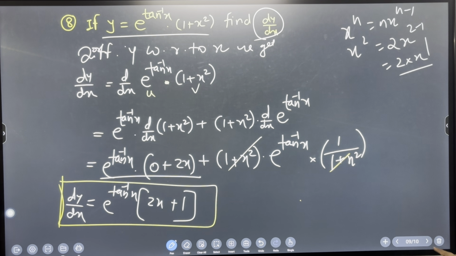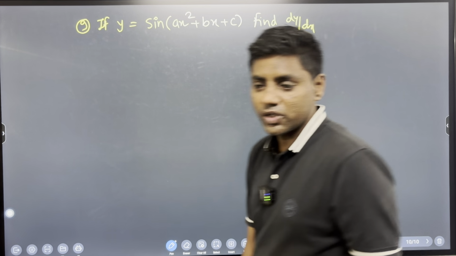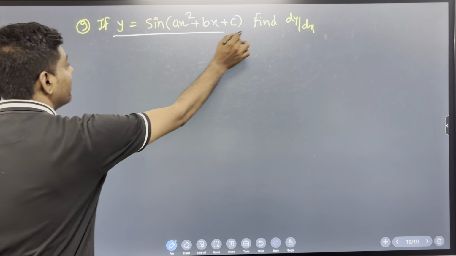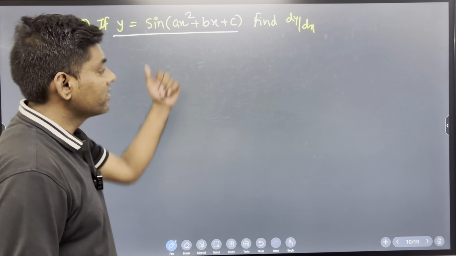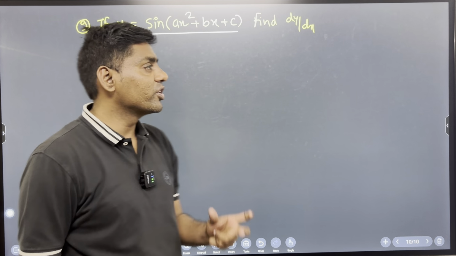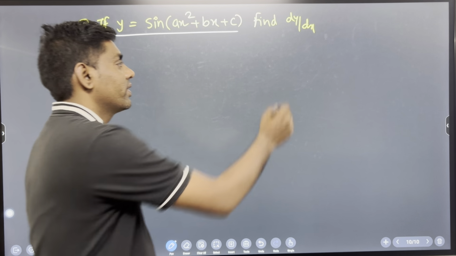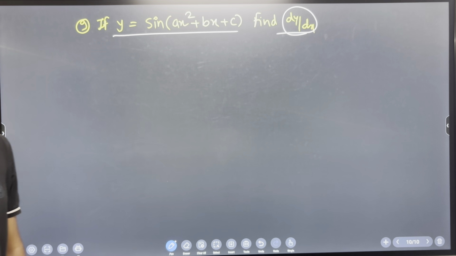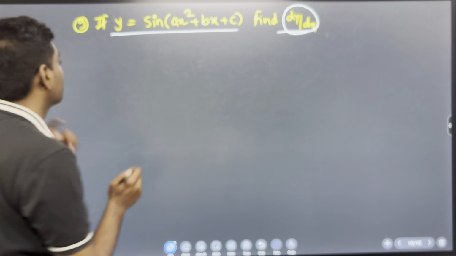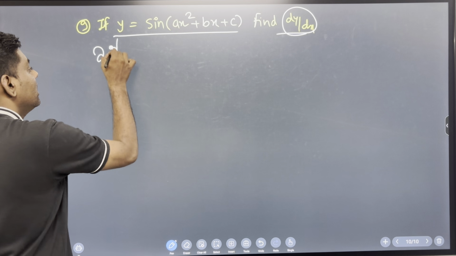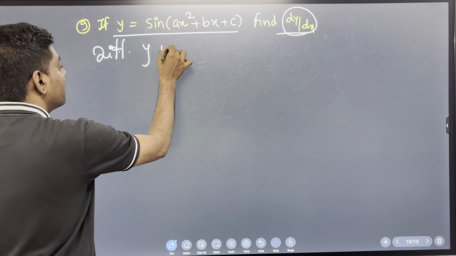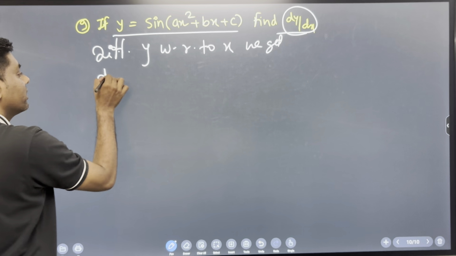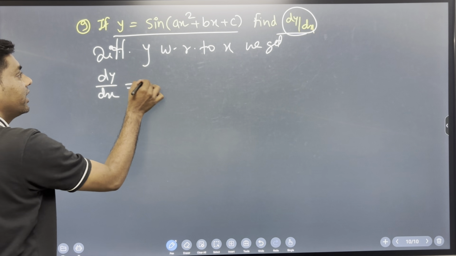So let's go for the last question of the given lecture. Let's complete the question. Now here again y is given as a function of sine, and the angle of sine is a quadratic equation. So a function within a function is present. Whenever function of function is present, definitely we use the composite function or the chain rule. By using the composite function chain rule, we calculate the derivative of the given function y with respect to x.